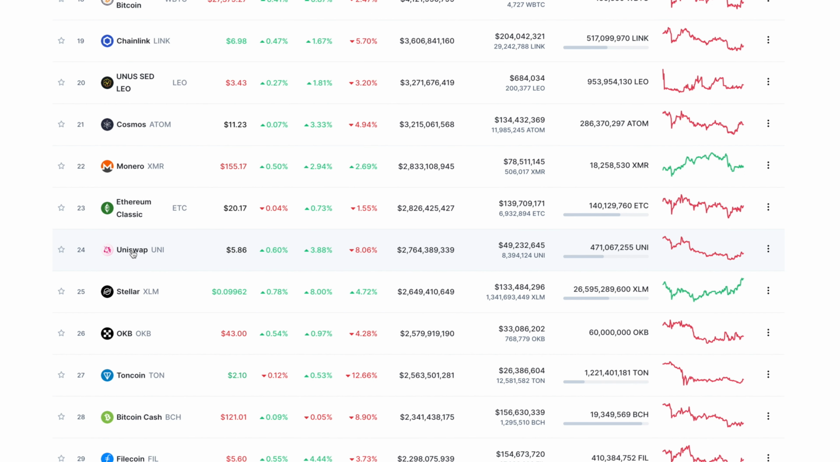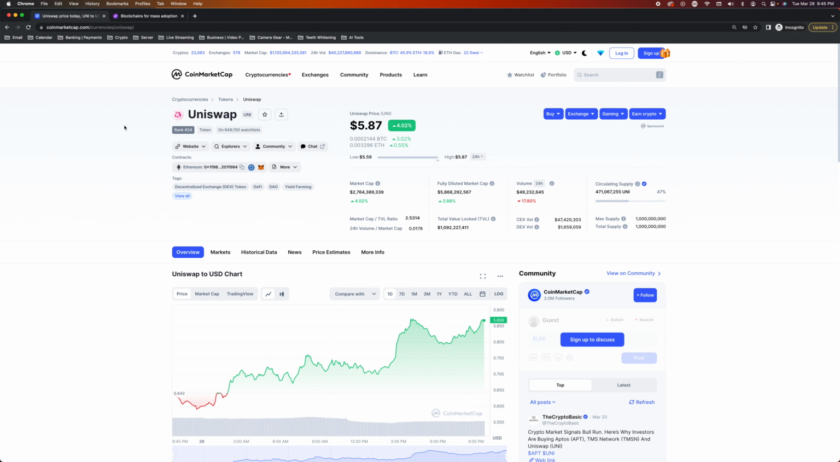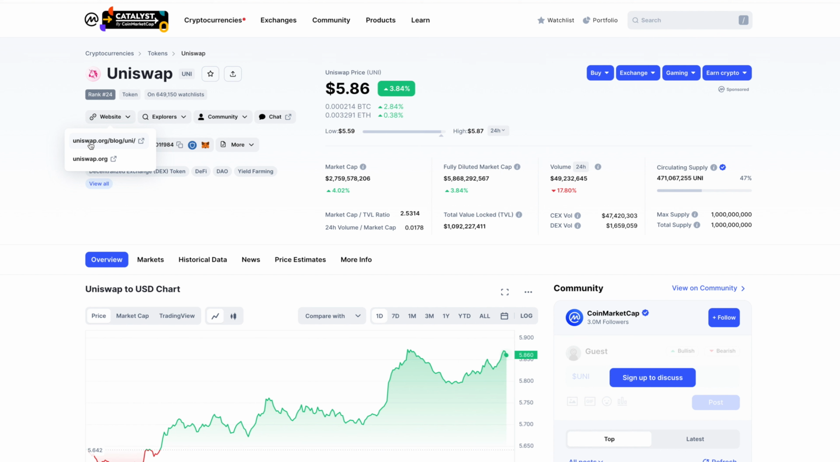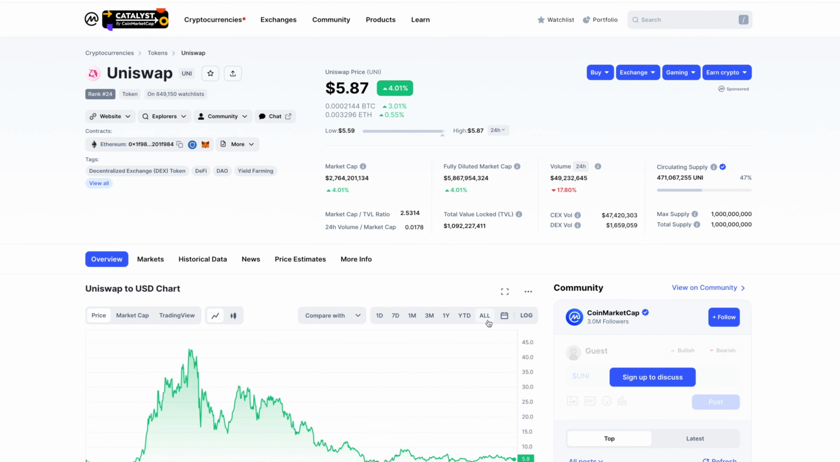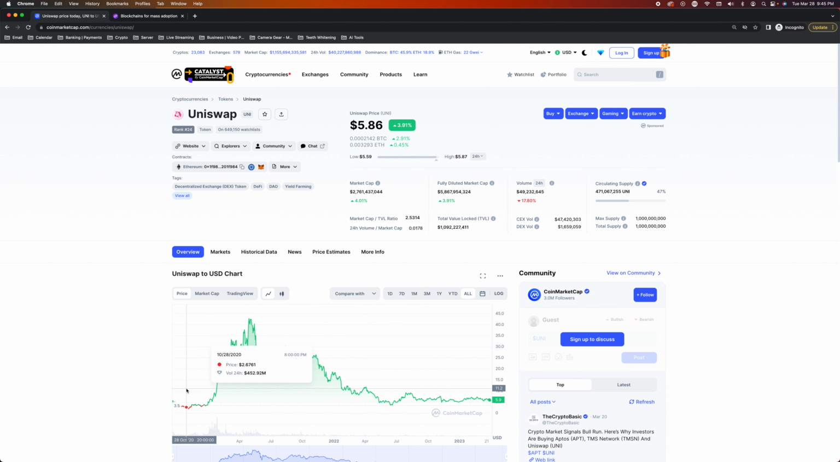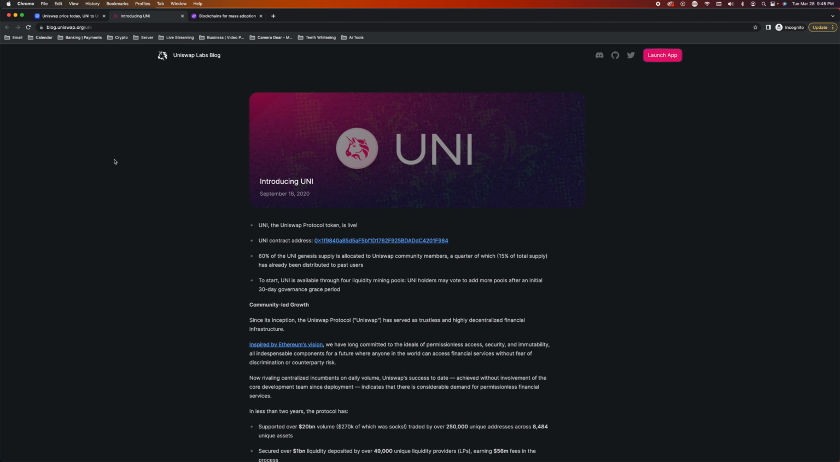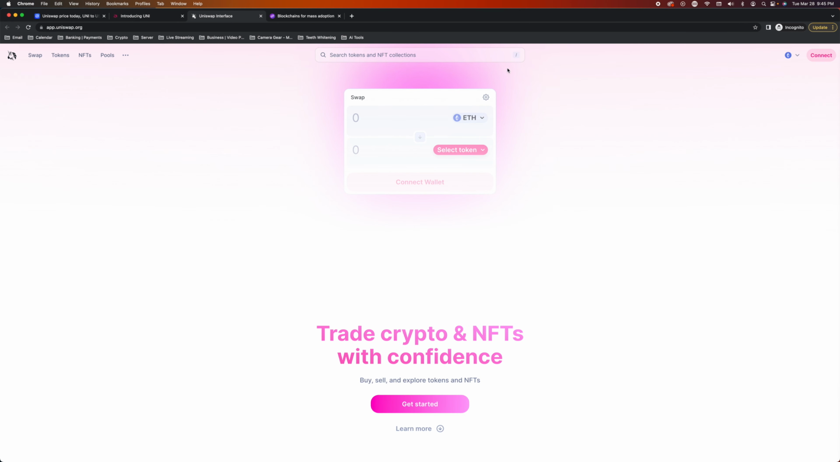So we do have Uniswap. This is one of the biggest dexes for Ethereum, at $5 a token. If you got in early, you would have made a lot of money. This was up to $42, and this was cheap when it first came out. So if we take a look at Uniswap, this is a major project. So we'll even launch the app. Here you can connect the wallet and very easily swap assets. So this is a decentralized exchange, and I believe it is the biggest.